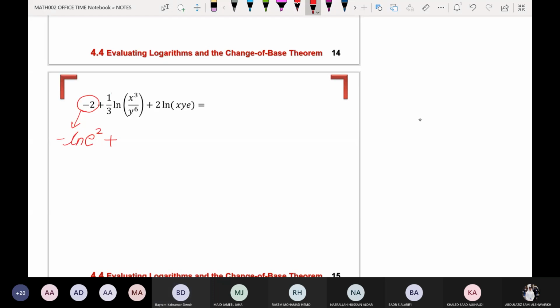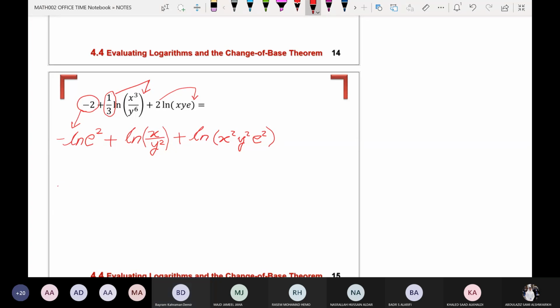Plus, this 1 over 3 is going to go here as a power. So then it will be ln x over y square. Am I right? Yes. Plus, again, 2 will come here as a power. So it will be ln x square y square e square.